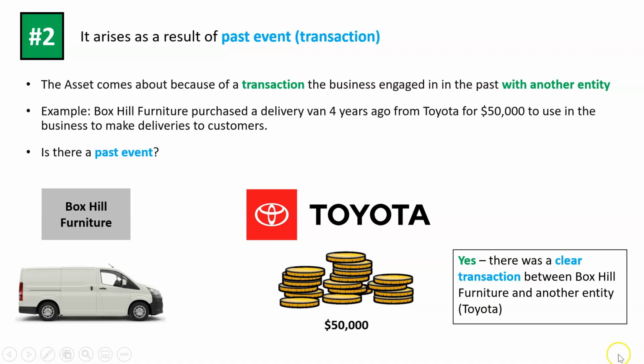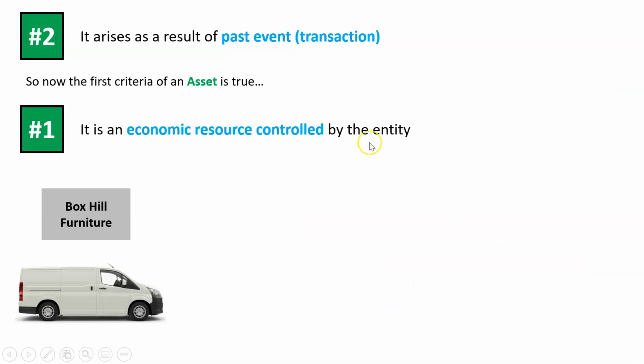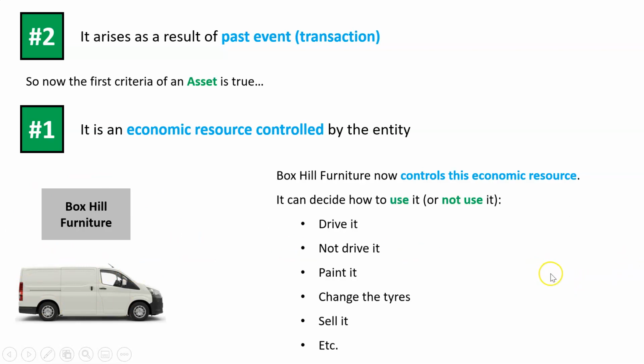Now that transaction has happened, we now have the first criteria, which is this is now an economic resource controlled by the entity. Box Hill Furniture owns this van. It controls it. It can decide how to use it or even not use it. It can drive it, not drive it, paint it, change the tires, sell it. It is now an economic resource controlled by our business.